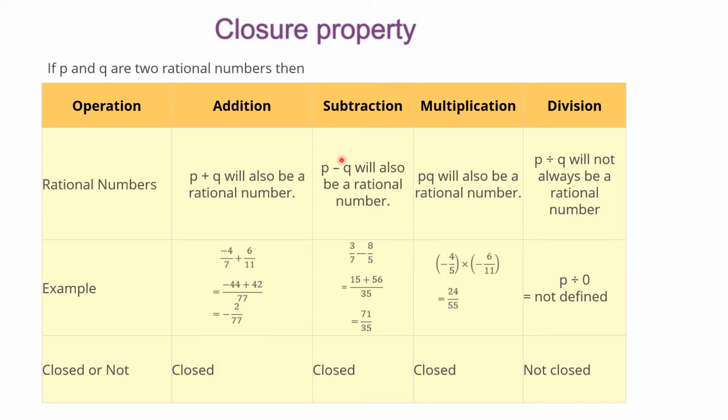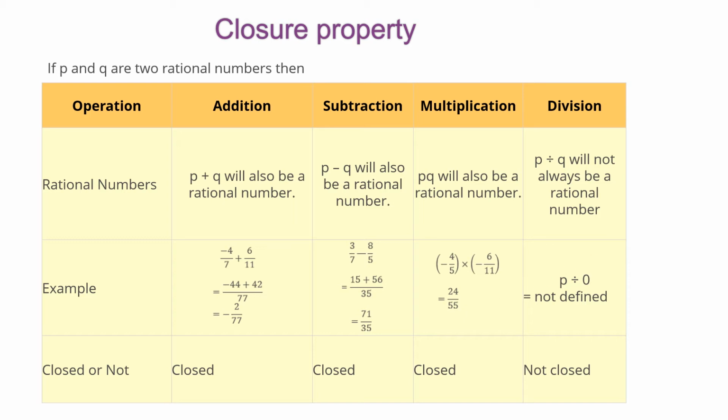Then if we check for subtraction, again the result is a rational number. Yes, it is closed under subtraction also. When we check for multiplication, again the result is a rational number. Yes, it is closed under multiplication.